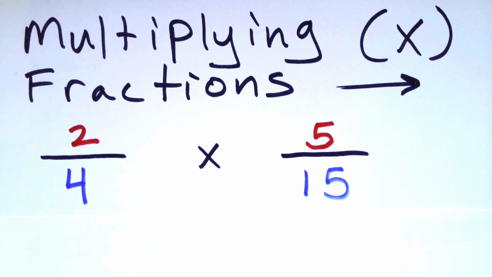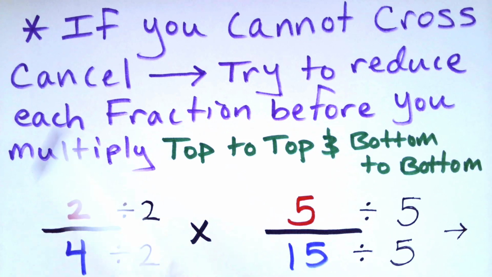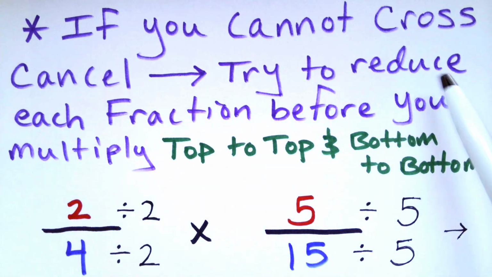Okay, here's another example, multiplying fractions. Again, we multiply top to top, bottom to bottom. You want to try to reduce your fractions. And so I want you to see what happens when you cannot cross cancel. There's no number other than 1 that will be divided into 4 or 5. There's no number other than 1 that can be divided into 2 or 15. However, there's something that you can do to reduce those two fractions. If you cannot cross cancel, cross reduce, try to reduce each fraction before you multiply top to top and bottom to bottom.